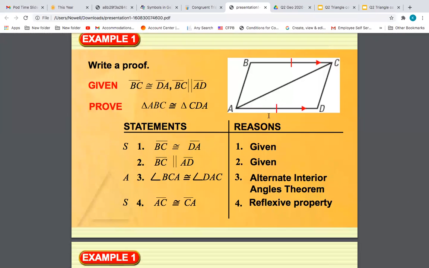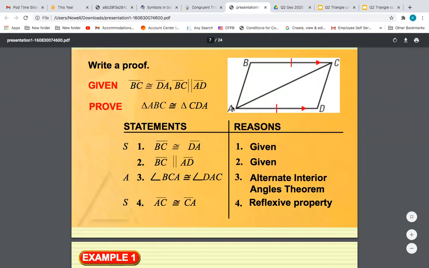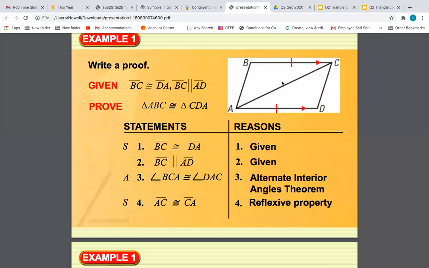All right. Now, what can we say about this side? These two triangles are sharing this side. So what we can say, AC is congruent to CA, which is the same thing. That's called the reflexive property. Remember, reflexive property, you need to know it, okay?